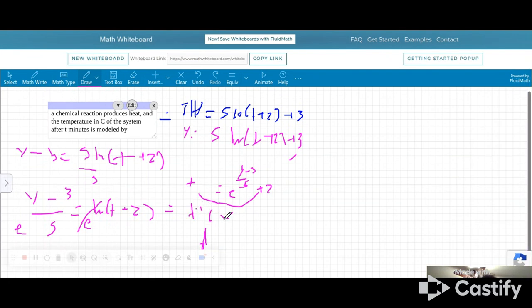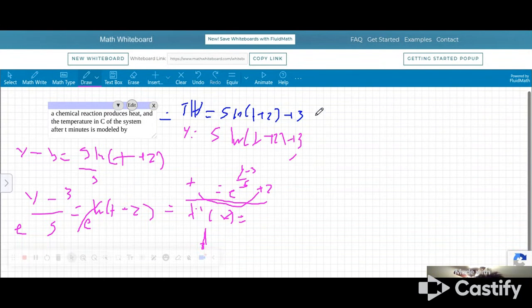T inverse of T is equal to that right here. This inverse tells us how long it takes to reach a certain temperature, instead of the temperature at a certain time. So we're going to solve for how long it takes to reach a temperature of 20. We're going to plug in T as 20. You have to remember this formula. Sorry, I've got to clear it. And this is the original formula.